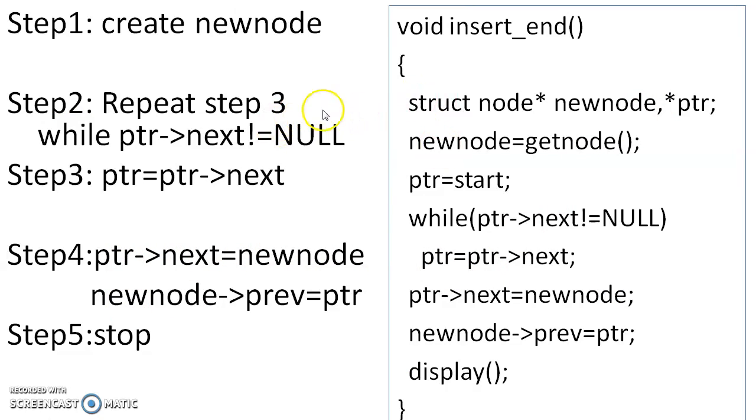So the same thing we have converted into the function. I am taking the new node and pointer. New node we are creating by using the getNode function. Pointer we are starting at start, while pointer of next is not equivalent to null, I am going up to the end by using pointer equal to pointer of next. At the end, these two operations that we are performing, that is pointer of next equal to new node and the new node of previous equal to pointer.